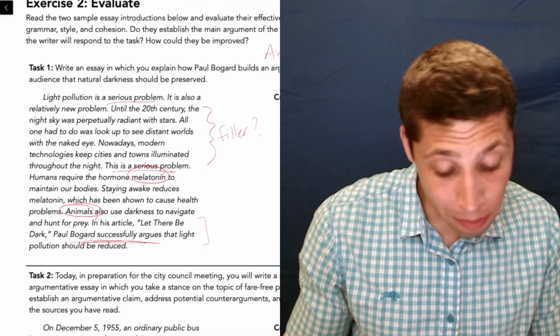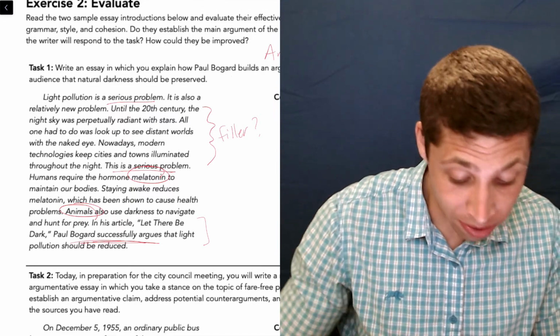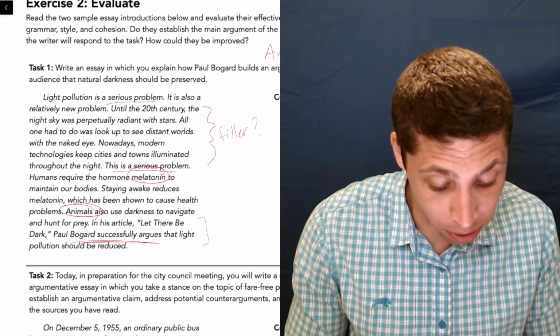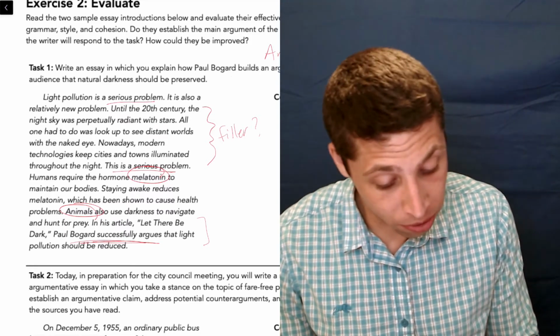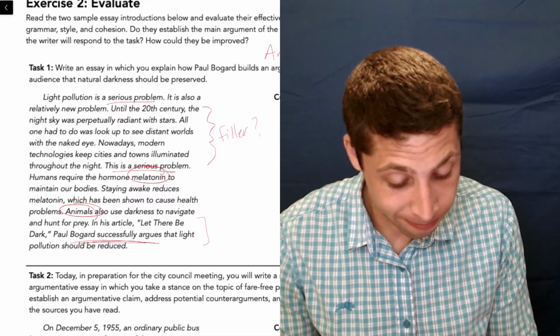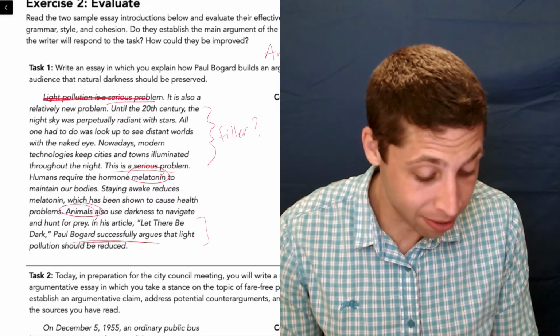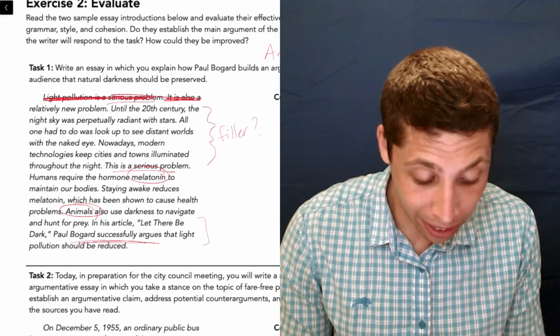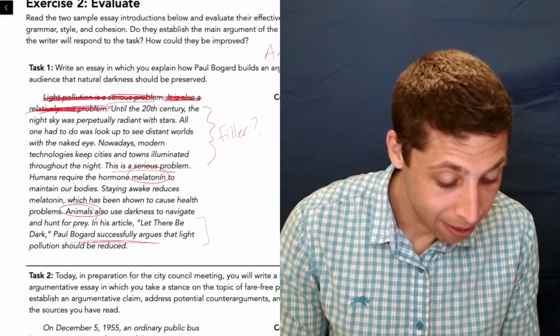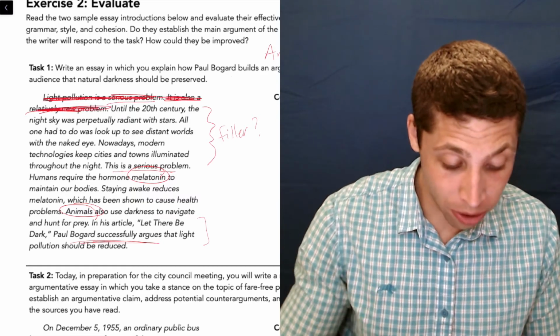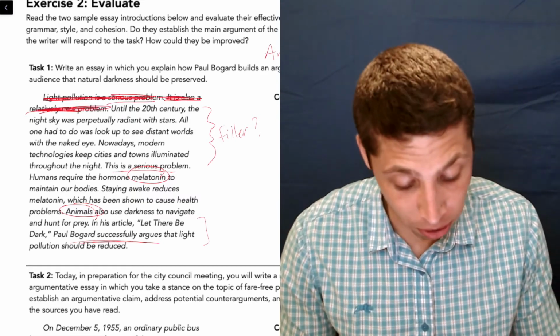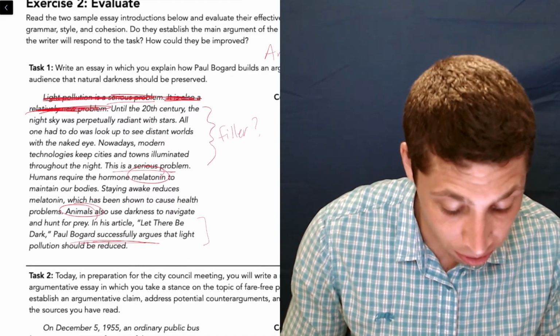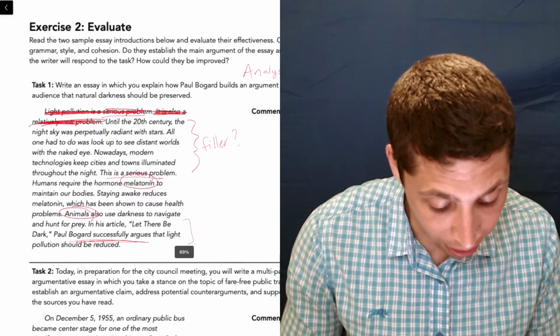It's a matter of opinion. Maybe that's a good hook, right? Until the 20th century, the night sky was perpetually radiant with stars. So my personal preference here, I would get rid of this to start. It is also a relatively new problem. I kind of get rid of that, and just start with something like, until the 20th century, the night sky was perpetually radiant with stars. All one had to do was look up to see distant worlds with the naked eye.